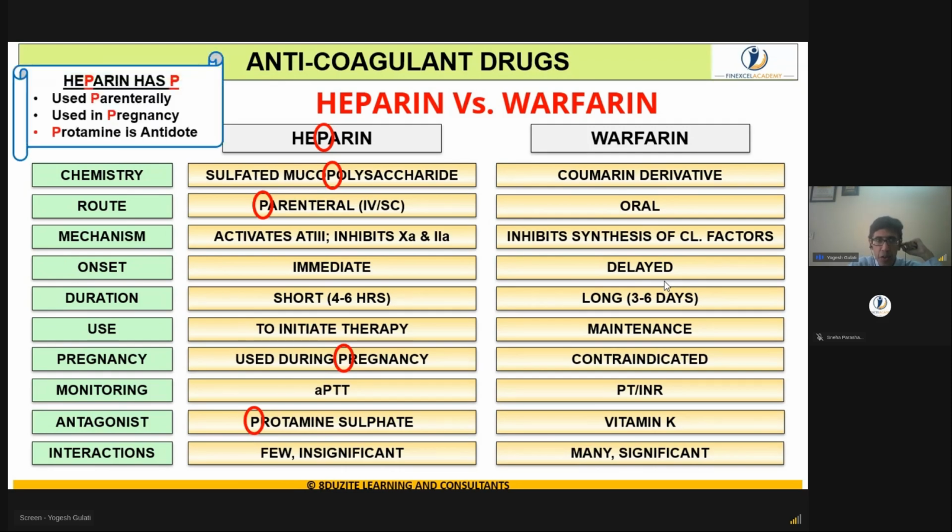So if you go and look at the top, heparin has P, used parenterally P, used in pregnancy P, protamine is the antidote P, chemistry is mucopolysaccharide P. So never forget this. We keep on struggling at the time of exam, which is given parenteral, which is used in pregnancy, warfarin or this. All P's are on one side. So if you just remember that all P's come onto one side, heparin is parenteral, heparin is used during pregnancy, protamine is the antidote of heparin. Heparin is short acting, immediate, short, initiate therapy.